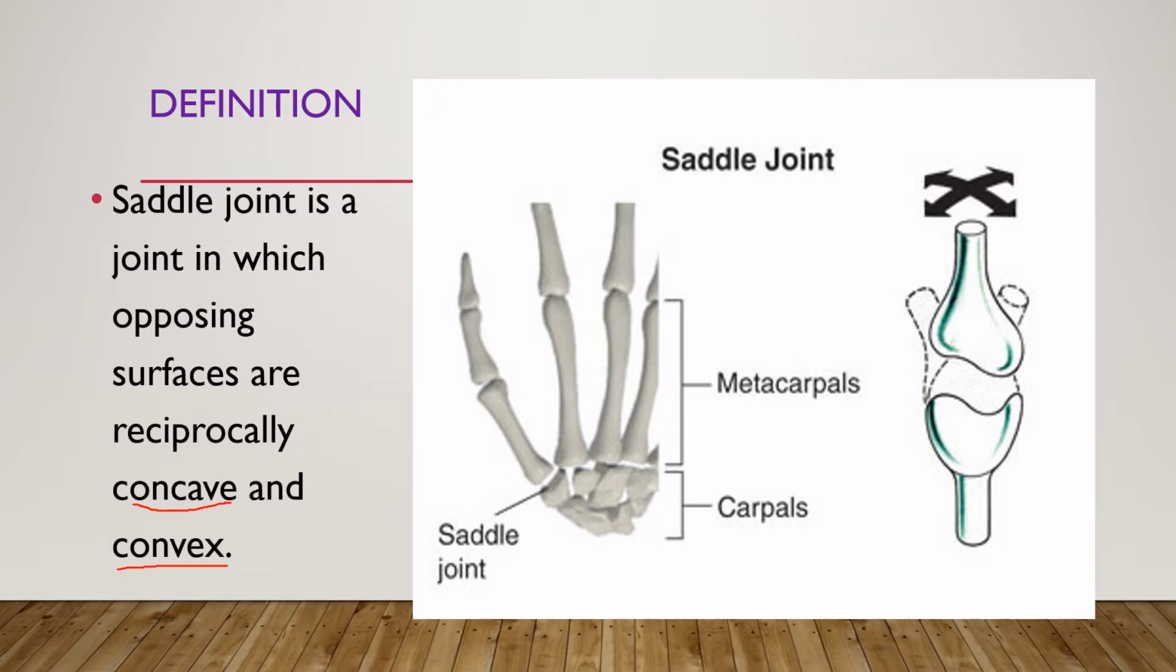You can see in the diagram that there are two bones. This is the first bone and this is the second bone. This portion of this bone is concave in shape and that portion of this bone is convex in shape. So the saddle joint always has a convex and concave form reciprocally. Convex and concave form reciprocally means that of the two bones present along the joint, one will be concave and the other one will be convex in shape.